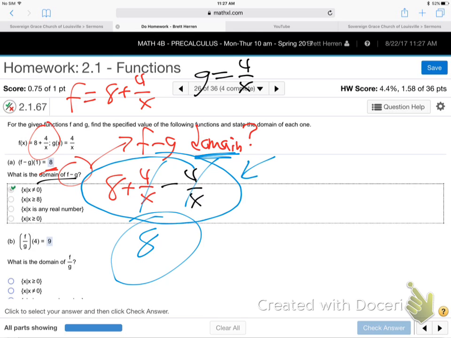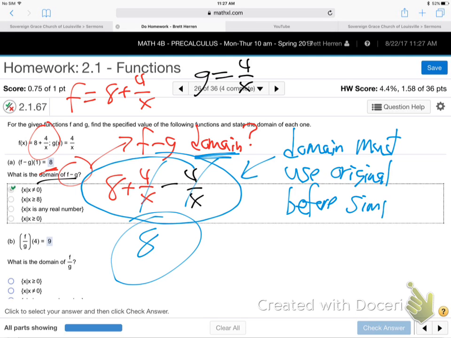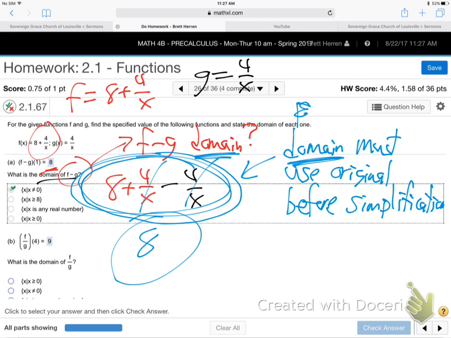So here's my point. When you do domain, you must use the original before simplification. You know what I mean? You must look here. I know it simplifies and becomes 8, and that's a fine answer for plug-ins and everything. But for the domain question, you have to realize this is really the creation. That's really the new function. Even though it cleans up a bit, this is really what it is right here.